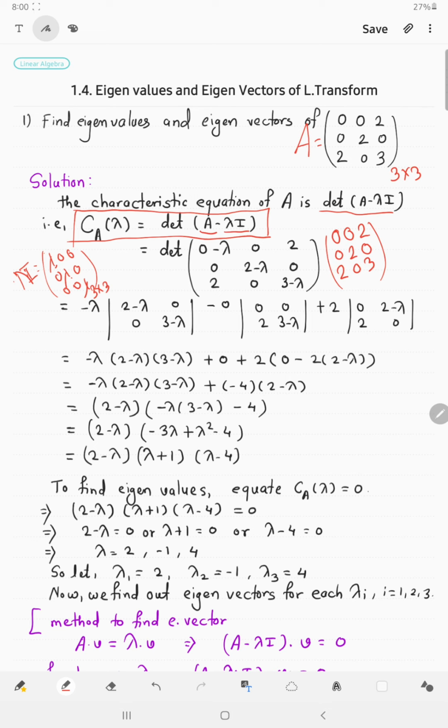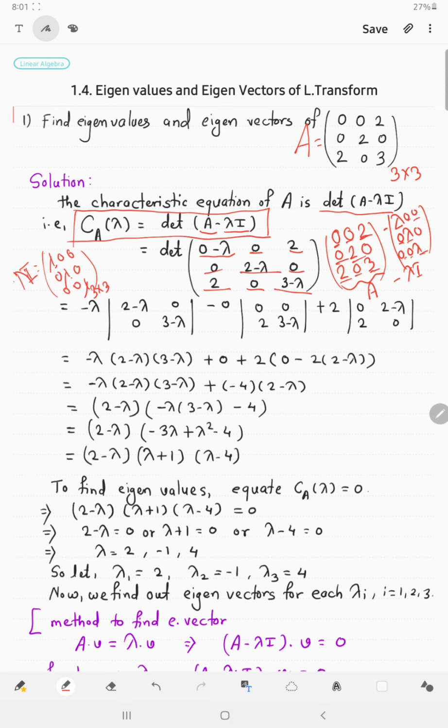Now we have to do the subtraction A minus lambda I. So this is A minus lambda I, so lambda, 0, 0, 0, lambda, 0, 0, 0, lambda. So this is my A minus lambda I. The subtraction is component-wise: 0 minus lambda, 0 minus 0 is 0, 2 minus 0 is 2. Similarly 0 minus 0, 0, 2 minus lambda, 0, 2 minus 0, 2, 0, 0, 0, 3, and 3 minus lambda.